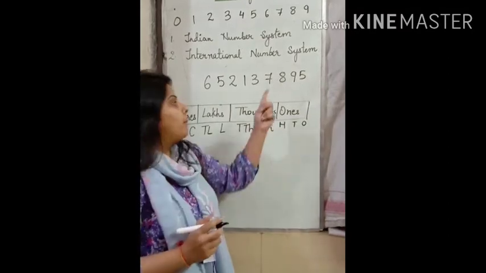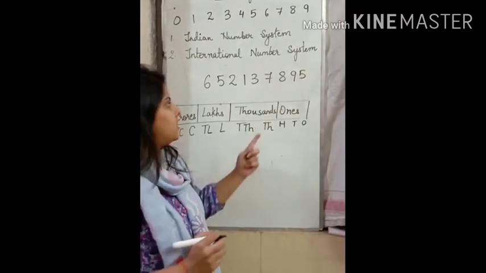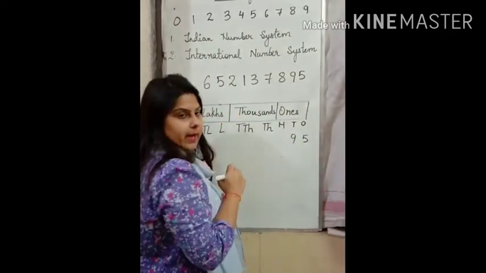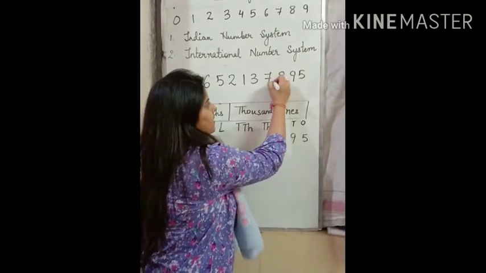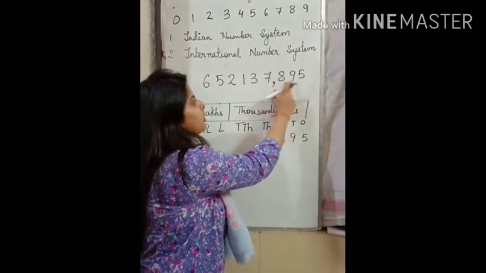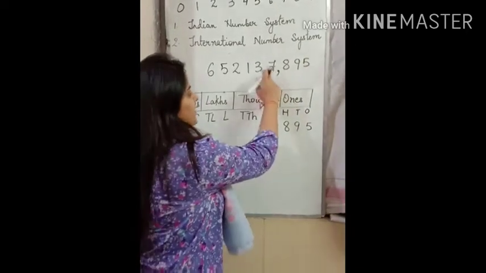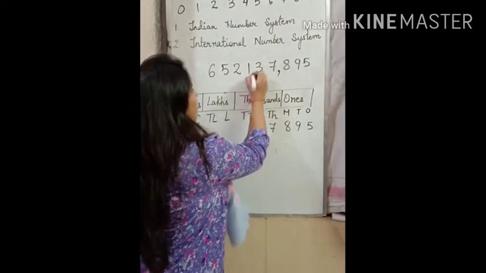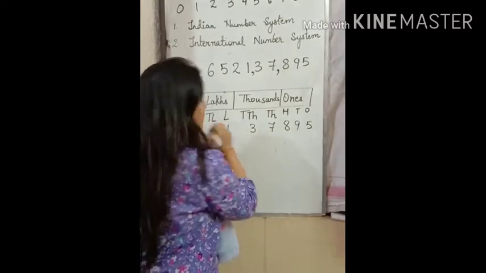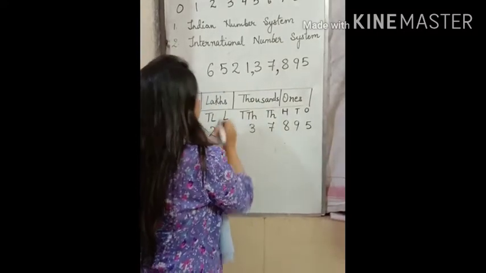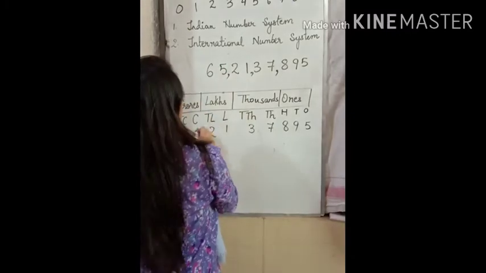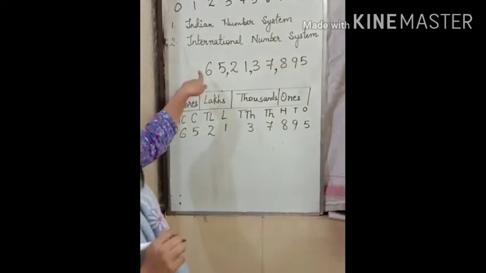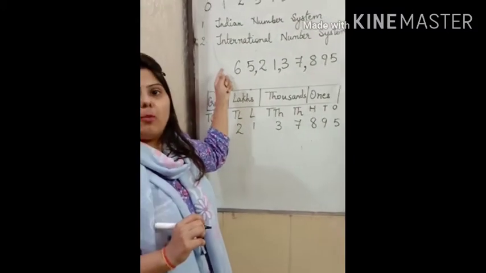Now let us start putting these numbers into this table. So 5 gets the ones place, 9 gets the tens place, 8 gets the hundreds place. And since this period is over, we put a comma from the right. Now 7 gets the thousands place, 3 gets the 10,000s place. Then this 1 gets the lakhs place. This 2 gets the 10 lakhs place. This 5 gets the crores place. And this 6 gets the 10 crores place. This way we can write the number in the form of figures.